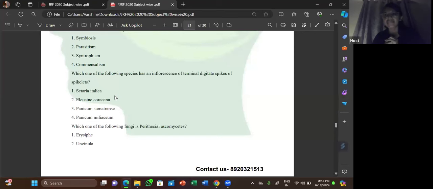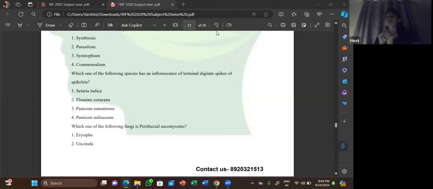Let me give you a hint. In this crop, usually 5 spikelets will arise from the single spike. That's why, since 5 spikes are there, it is called finger millet. Now you have to answer. Yes, very good. Second one. Eleusine coracana is the scientific name of finger millet. So here what happens is, from the single point at the end of the spike, we see... Yeah, very good, ragi or finger millet.